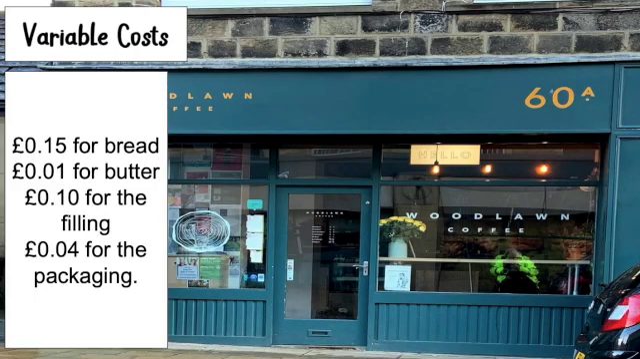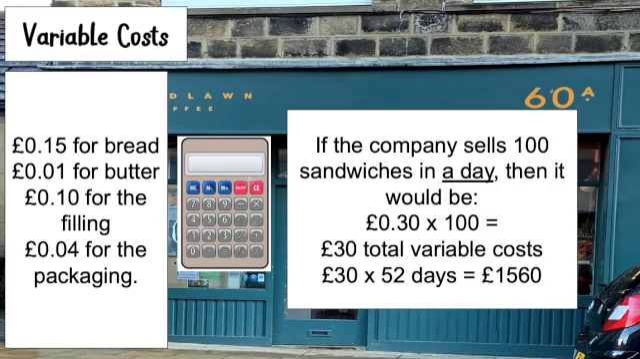So to begin with, let's imagine it was 15p for bread. And this is just on average for one unit or for one sandwich. 1p for butter, 10p for the filling, and 4p for the packaging. Well, straight away, what we can do is we can work out, well, that'll be 30p per sandwich. That's how much it costs them to produce one sandwich.